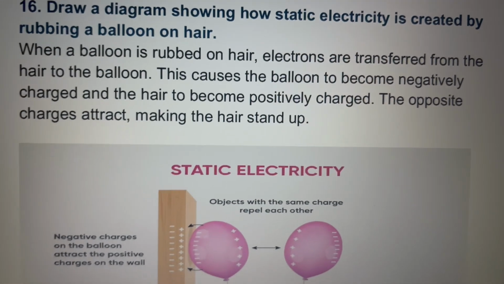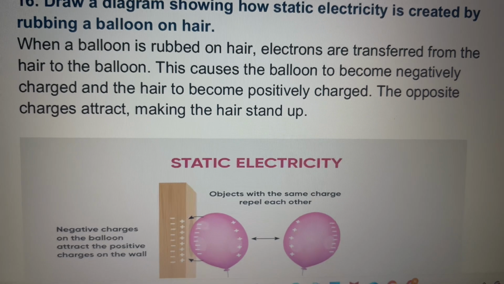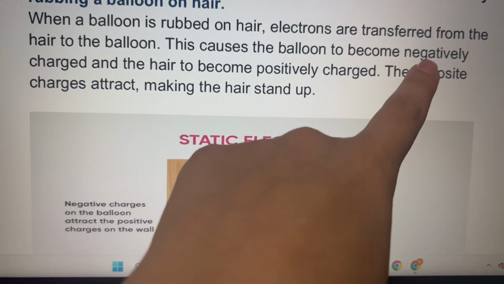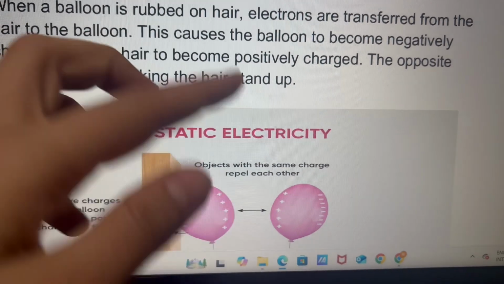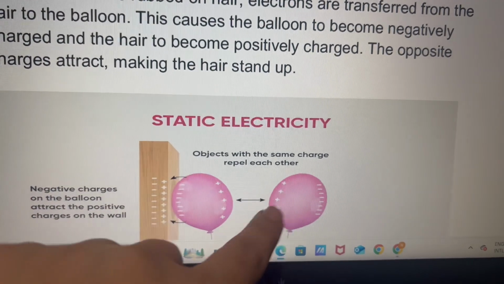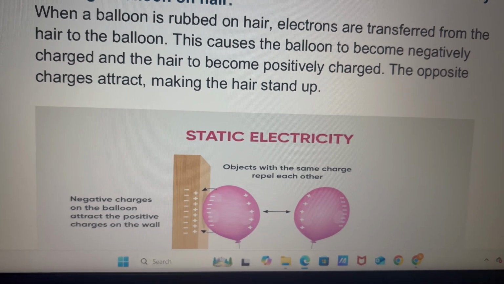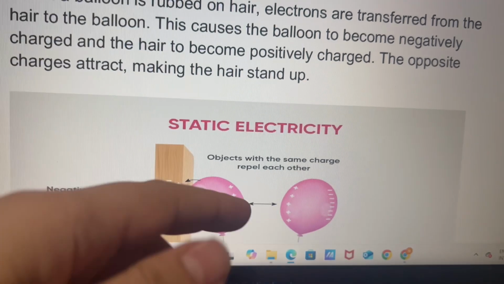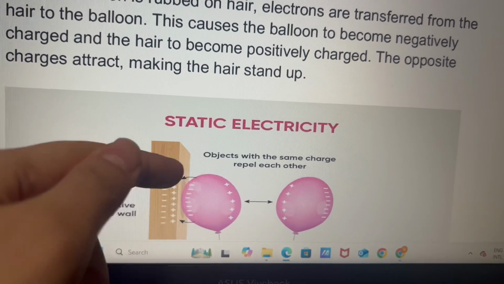So when you rub the balloon, electrons are transferred from hair to the balloon. This causes the balloon to become negatively charged. Please do not draw weird dots on them. What are these dots that you're drawing? Negative electrons. And the hair becomes positively charged because you took all the negatives. So here, this is positive, this is negative, so there is an attraction force.